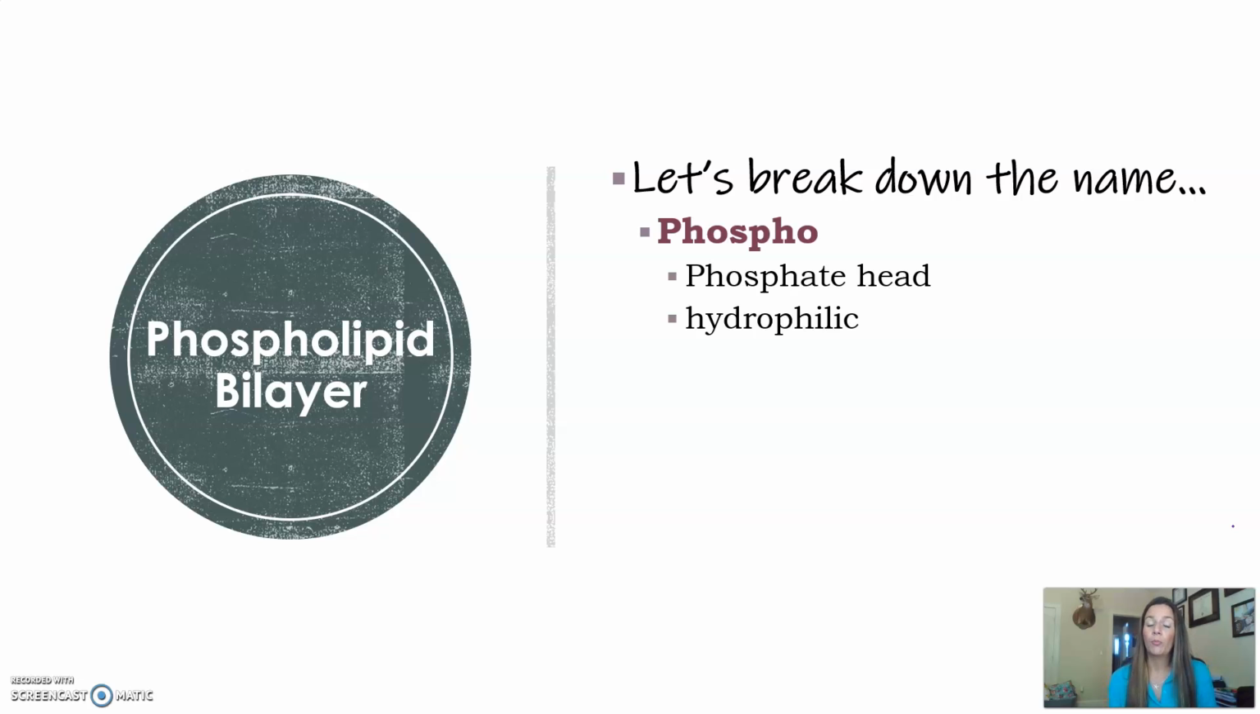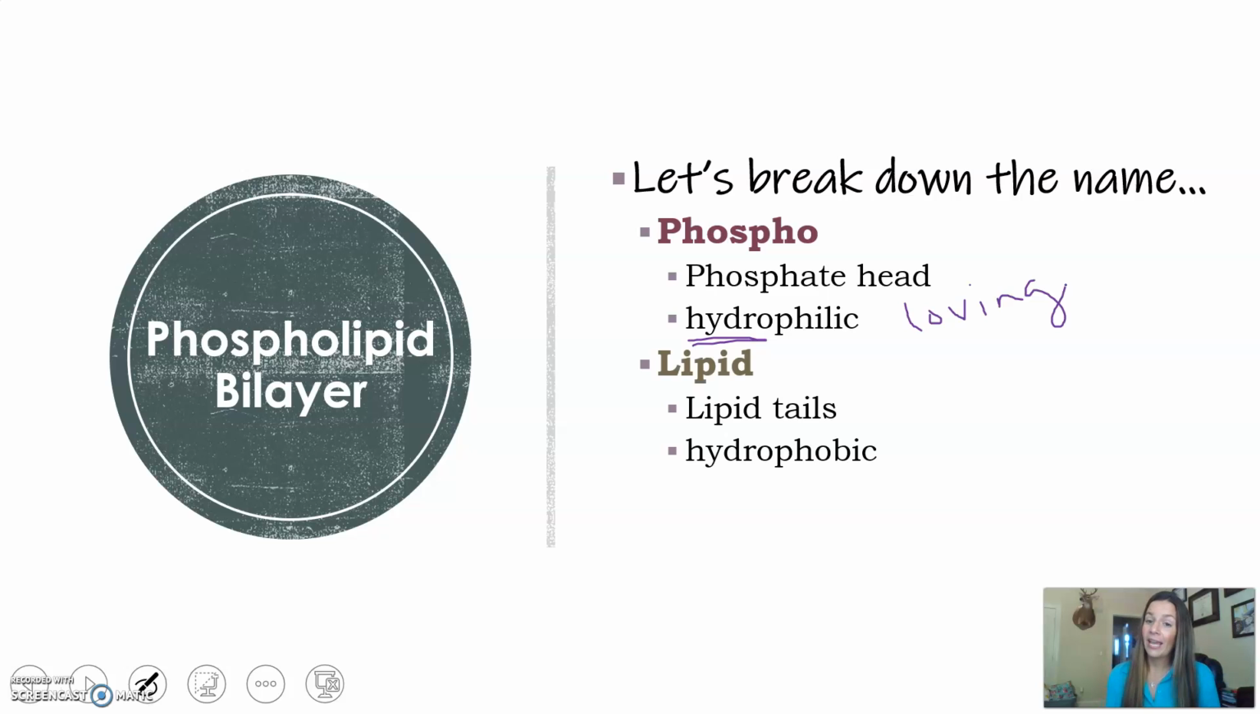So in terms of the prefix phospho, this is referring to the phosphate head. And the head is hydrophilic. So by hydrophilic, that means water, hydro is water, and philic is loving. Okay, so the phosphate heads like to be where there's water, which is a very large percentage of the body.